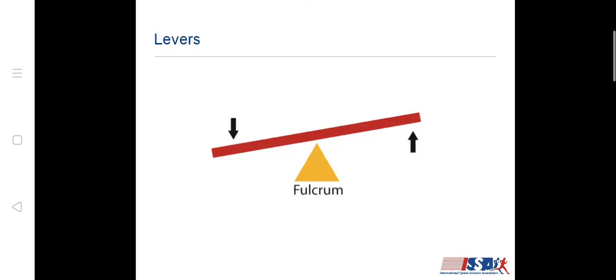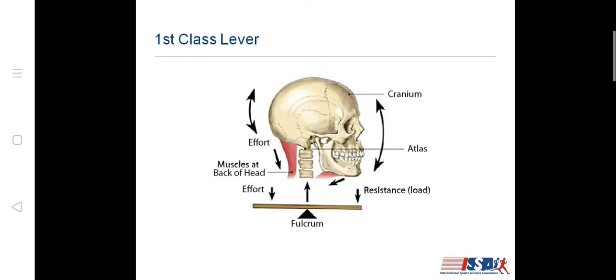A lever is defined as a rigid bar that turns around an axis of rotation, or fulcrum, and can be categorized in first, second, or third class.